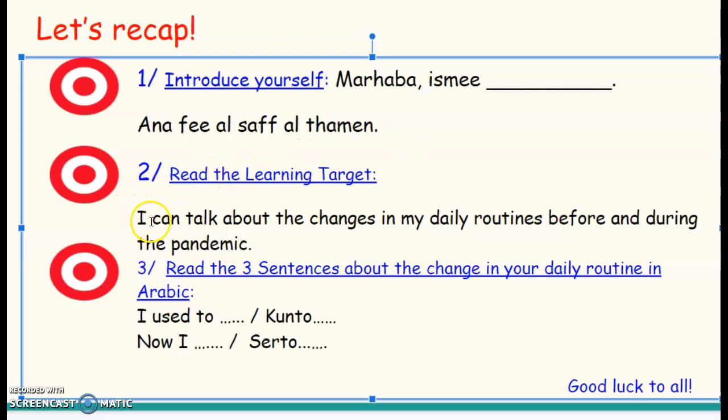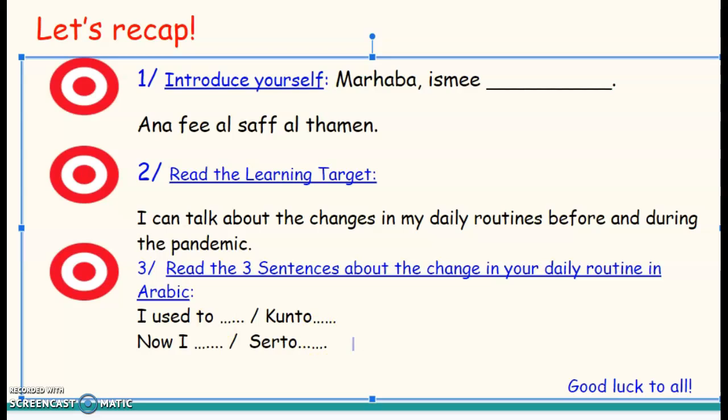and then you will need to read the learning target in English. I can talk about the changes in my daily routines before and during the pandemic. And last but not least, you will record the sentences that you wrote. All right, minimum of 3 sentences.